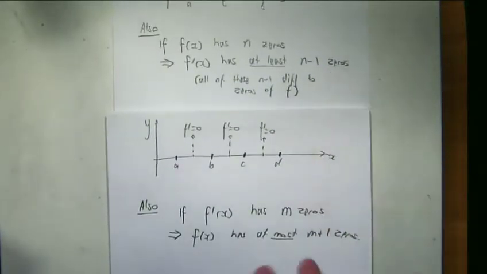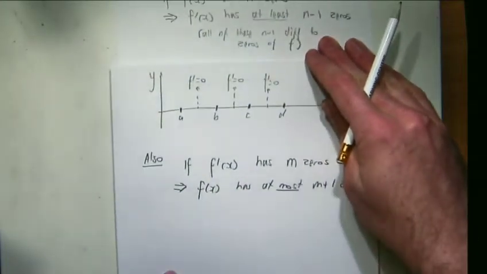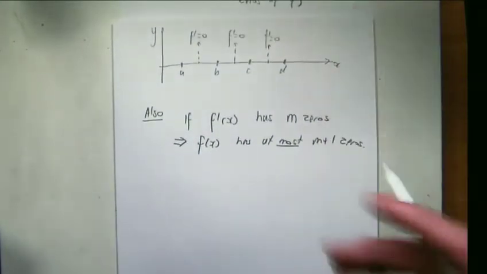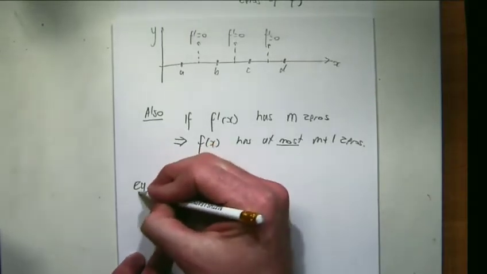So we don't actually know how many zeros the f has at all. If we only know about the derivative's zeros, the function itself might have no zeros at all, but it can't have any more than m plus 1. Okay. So now let me do an example of using that.